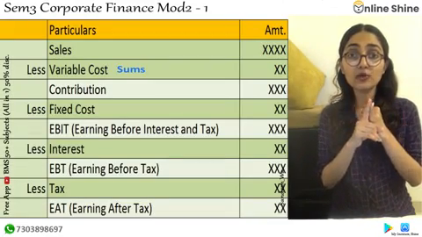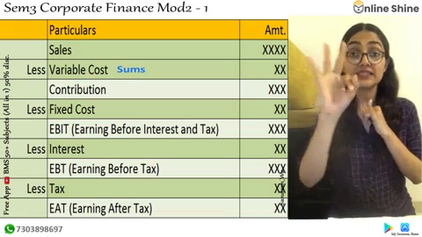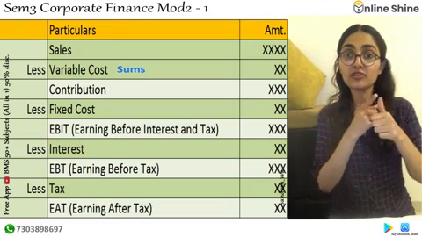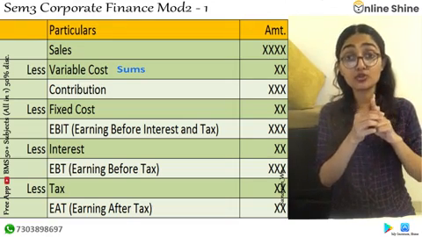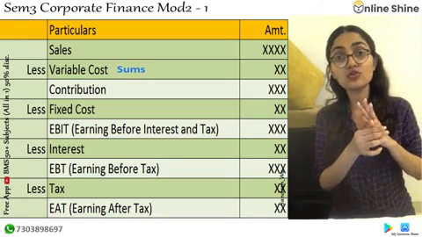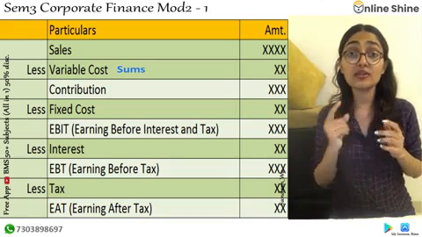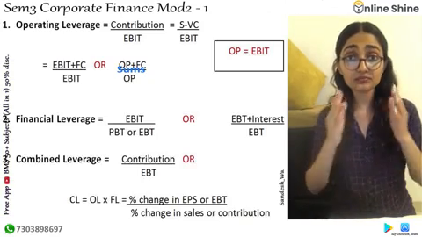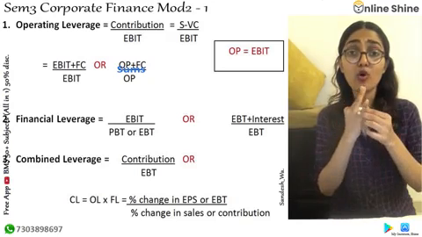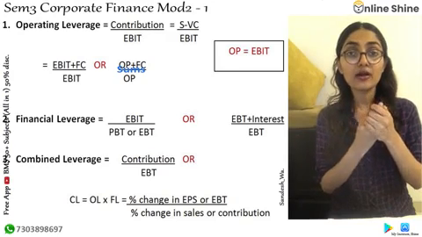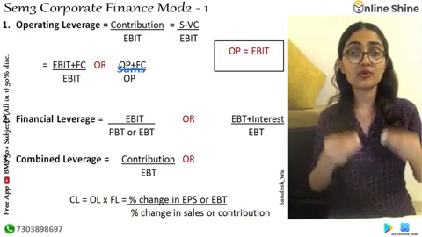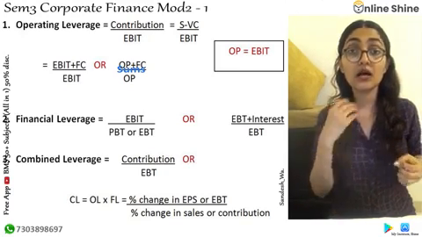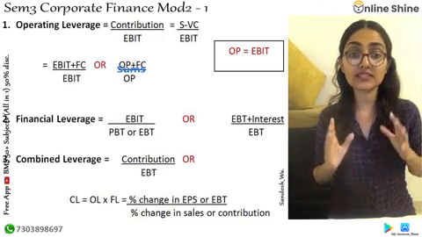First and foremost, we did 3 formulas and one income statement. Only remember the income statement: sales minus variable cost gives you contribution, minus fixed cost gives you earning before interest and tax, minus interest will give you earning before tax, minus tax will give you earning after tax. And in the 3 leverages you have operating, financial and combined leverage. Very basic, very simple, and you can easily recover the marks in this chapter.